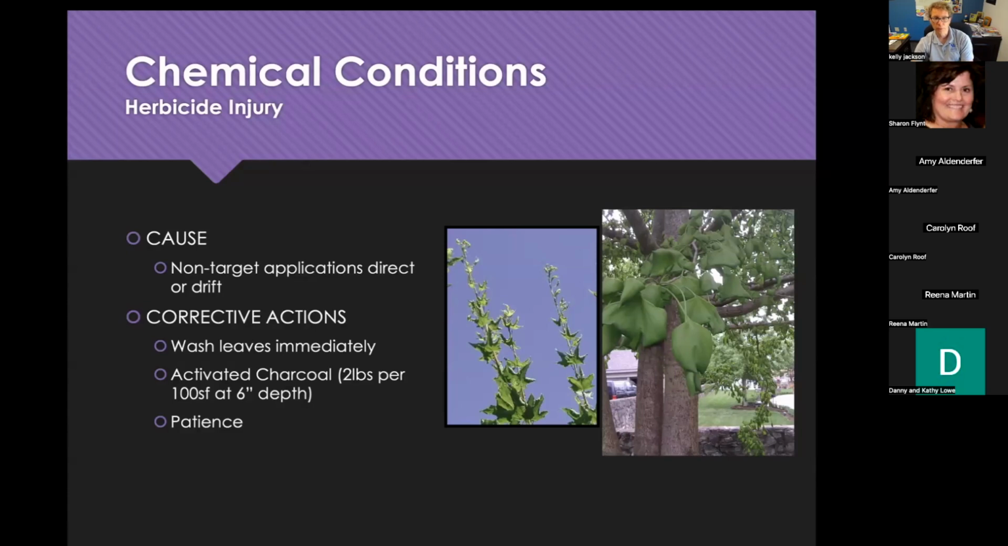Don't just willy-nilly apply herbicides. And if you have a firm do it, someone to come in and treat your yard, make sure it's not on a day when the temperatures are approaching 90 and the wind's blowing like crazy. That's going to increase your risk for herbicide injury.